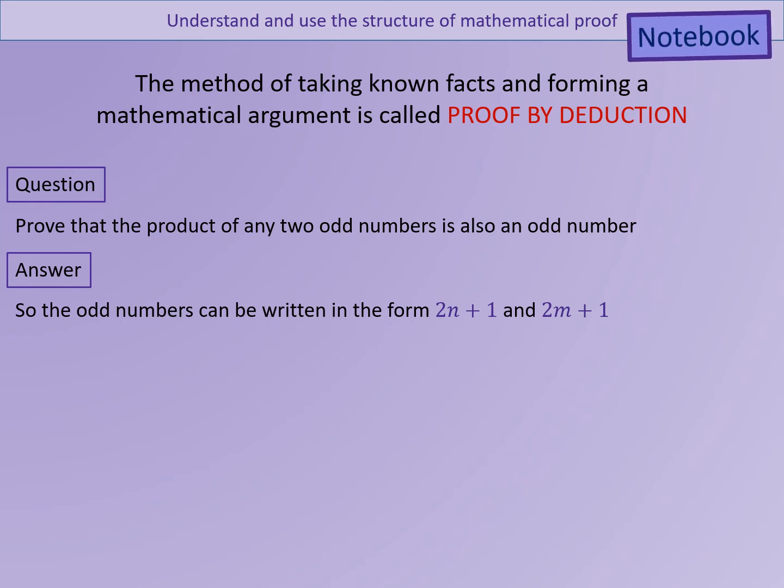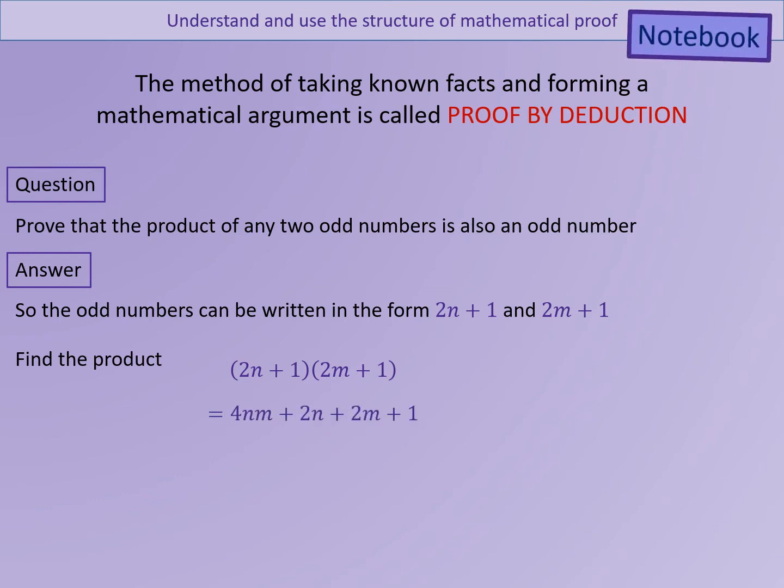The choice of n and m was completely mine. If you want to choose two different letters, then that's perfectly okay. And what I'm going to do is I'm going to find the product of these two odd numbers by multiplying them together. So I'm going to expand these brackets and I achieve this as a result. So I've now found the product of those two odd numbers, and now it's my job to prove that this is also an odd number.